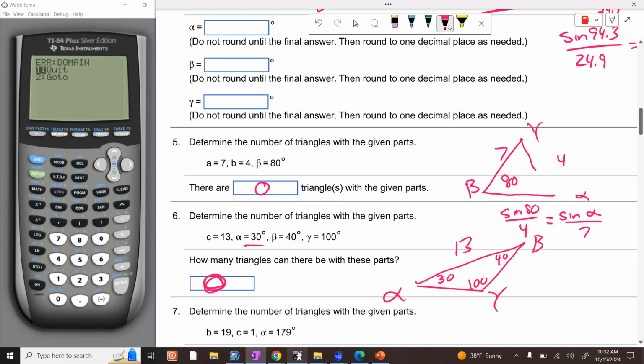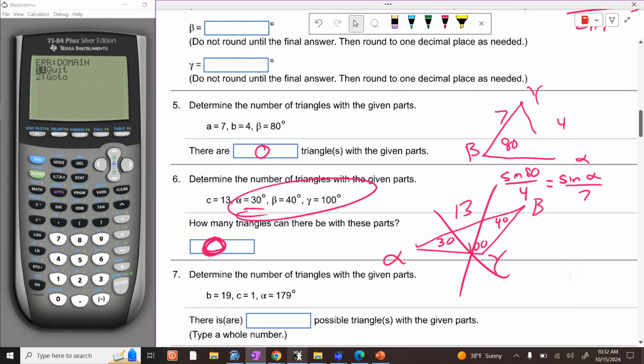There are 0. Because you only have 170 degrees, so this doesn't even make a triangle. All right.